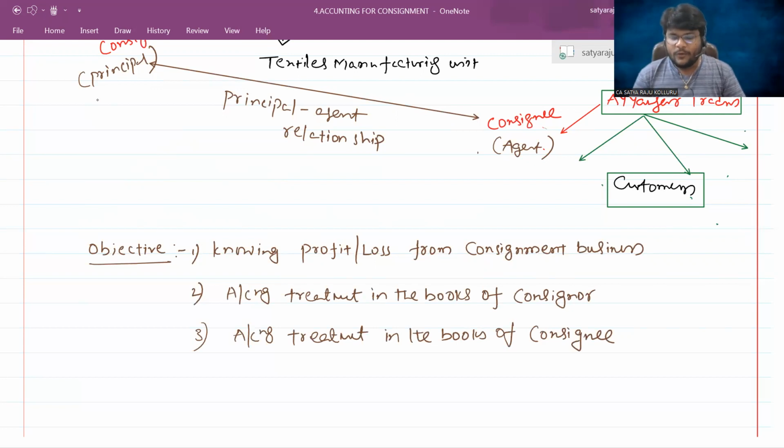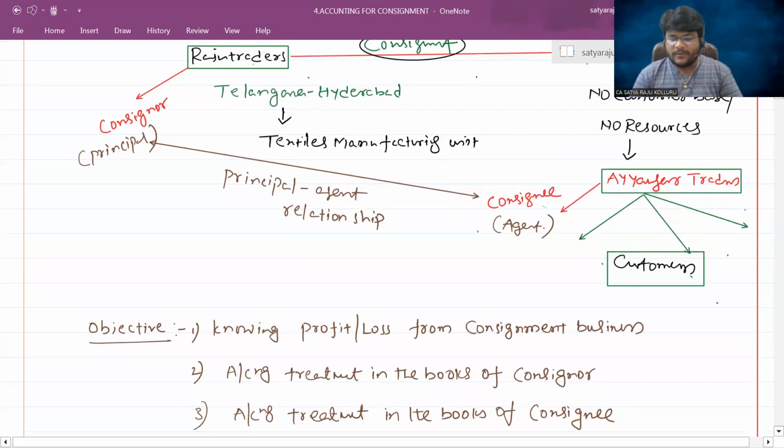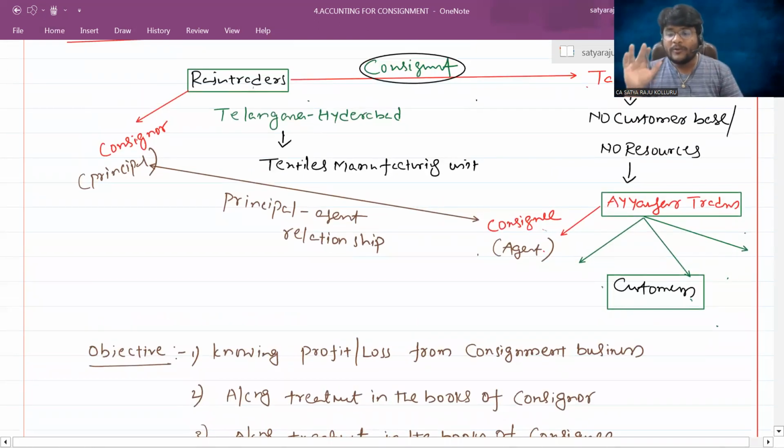So totally, we are going to see three things in this chapter. Knowing profit or loss from the consignment business. From the consignor's point of view, how much profit or loss is he generating through the consignment business, apart from his regular activity? We know how to calculate profit or loss from the regular business. If I prepare the trading and profit and loss account, then I will know how much profit or loss I'm generating through my regular business activity. But through this consignment business, how much profit or loss am I generating, how do I know, sir? That thing we are going to learn from this chapter.